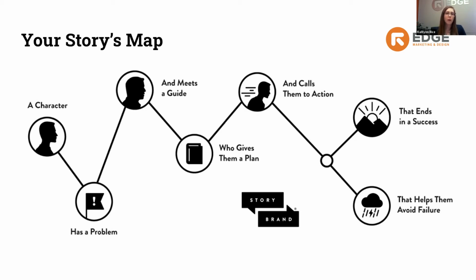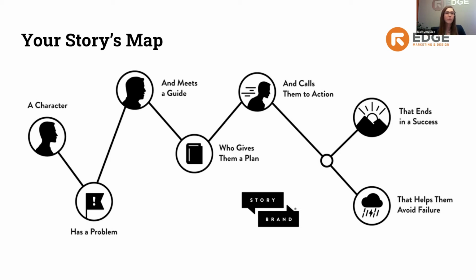And then we want to create a call to action. People usually aren't motivated to take action unless they are challenged to. And then we want to create what life would look like for the customer after they buy a product or if they don't buy a product. So we want to set up successes and failures for your customer based on whether they buy a product or not.